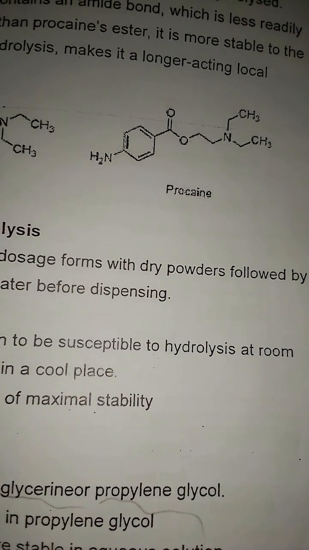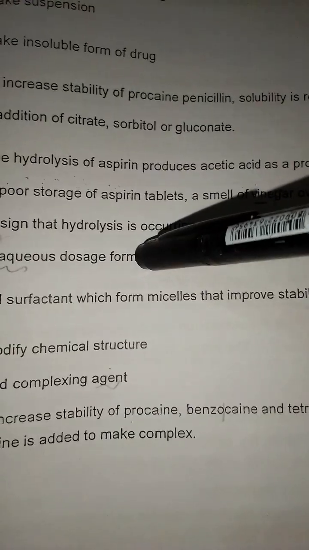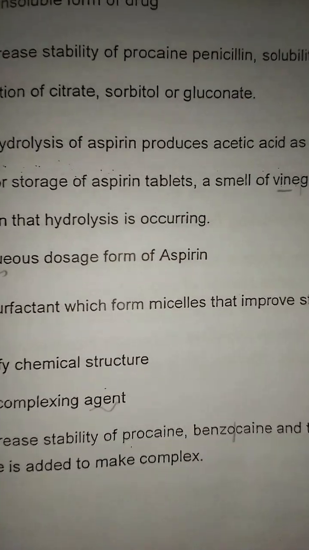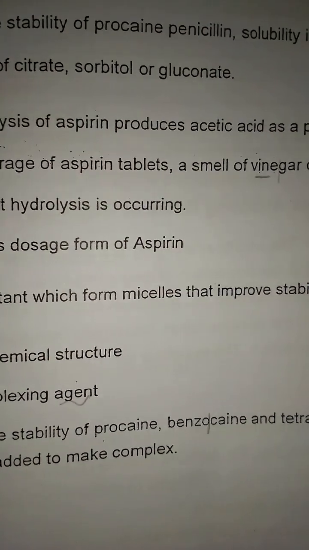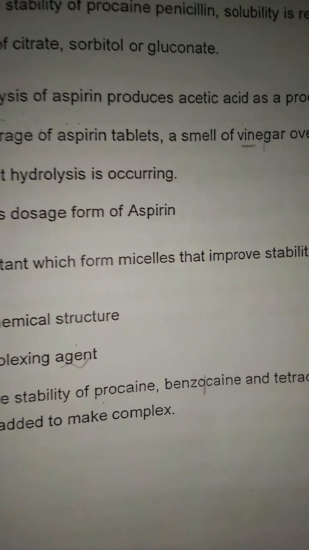Cyclamic acid is more stable in aqueous solution. Make an insoluble form of the drug. Make a suspension. To increase the stability of procaine penicillin, solubility is reduced by addition of citrate, sorbitol, or gluconate.